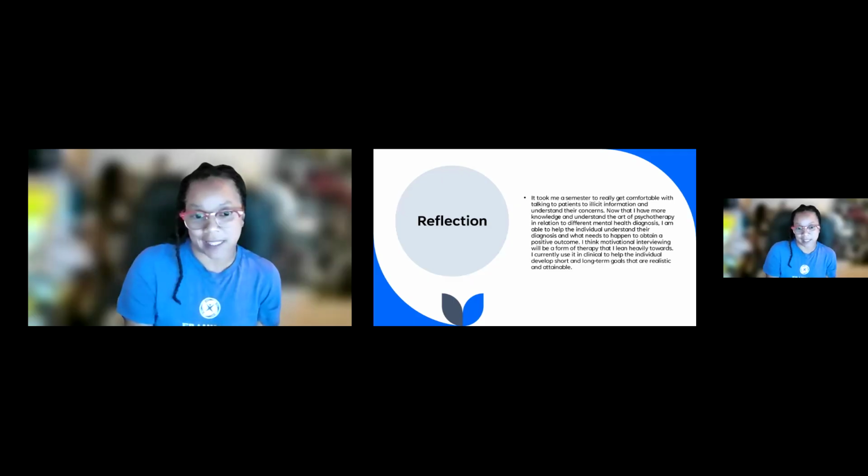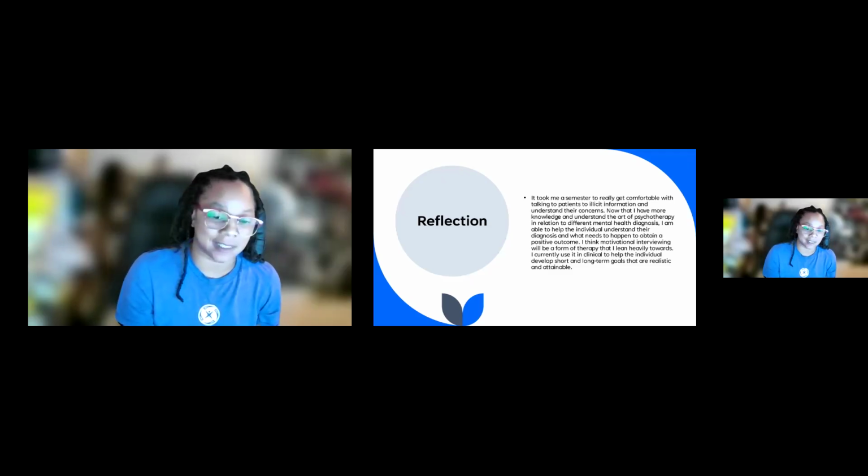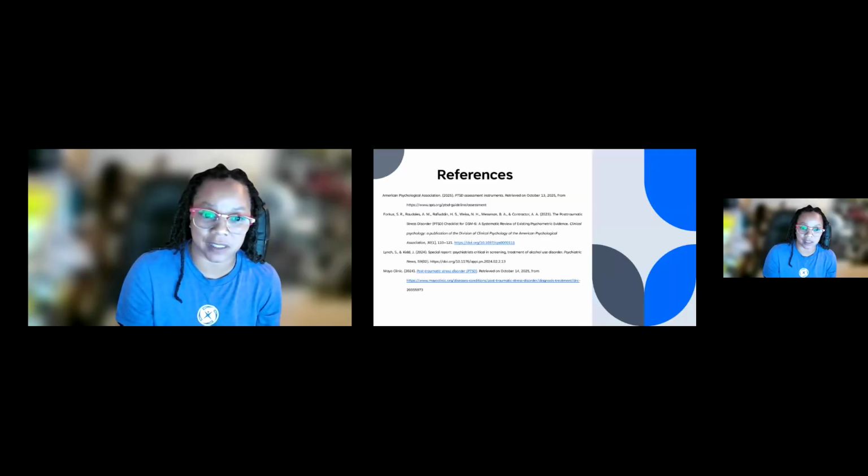So that's what I had to add. Overall, I think the plan was okay. It just needed a little extra added substance to the plan and interventions.